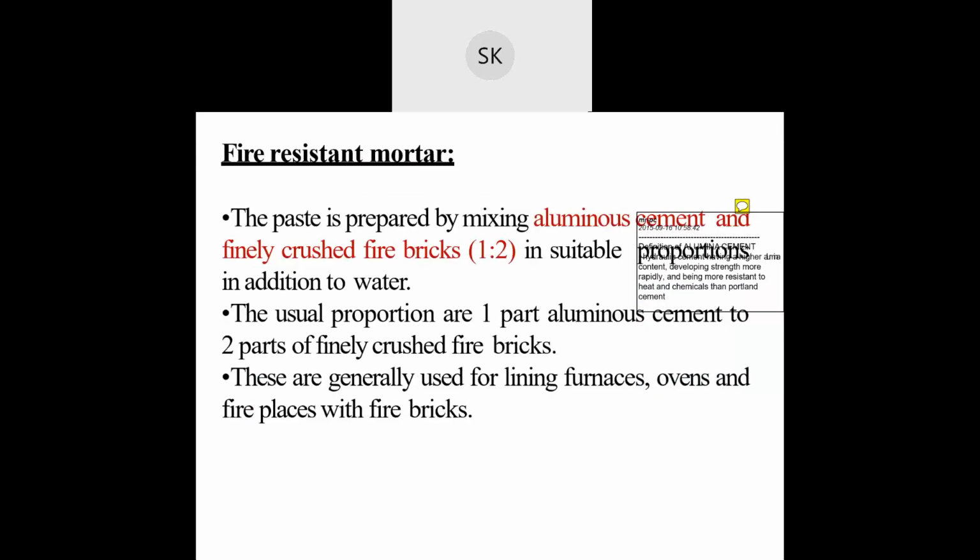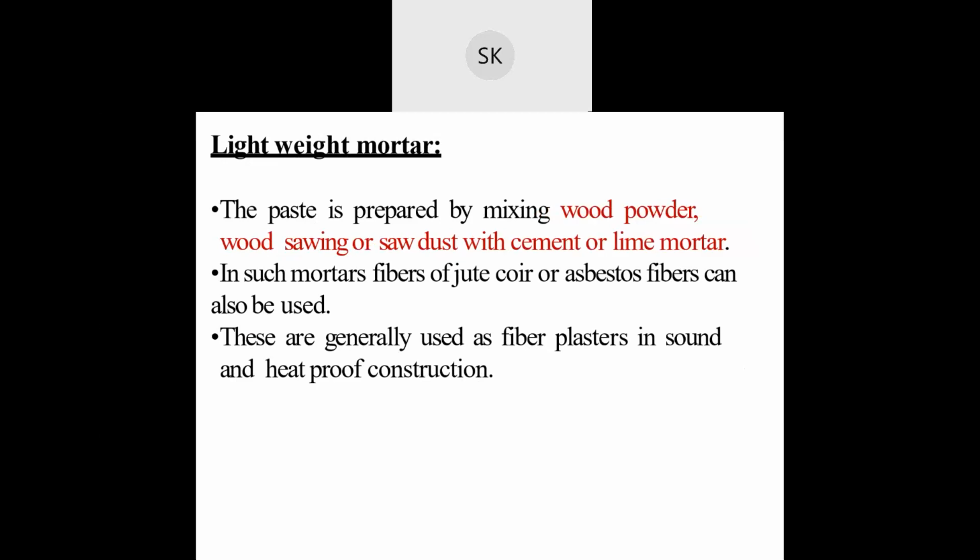Now, fire resistance: the paste is prepared by mixing aluminum cement and freshly crushed fire bricks in suitable proportion in addition to water. They used to use the proportion 1 is to 2. They are generally used for lining furnaces, ovens, and fireplaces with fire bricks.